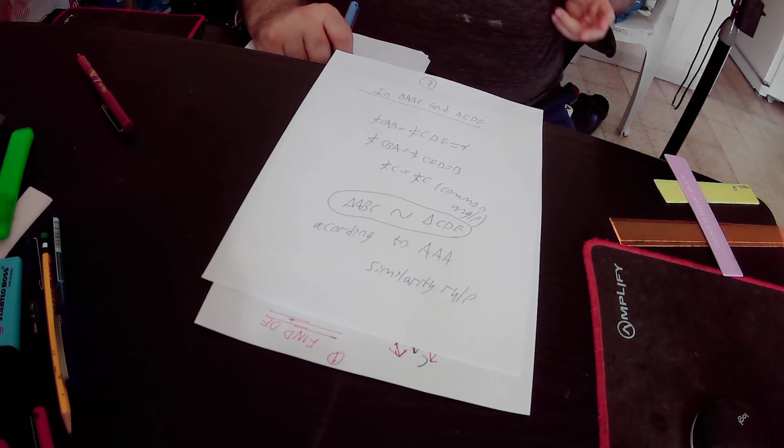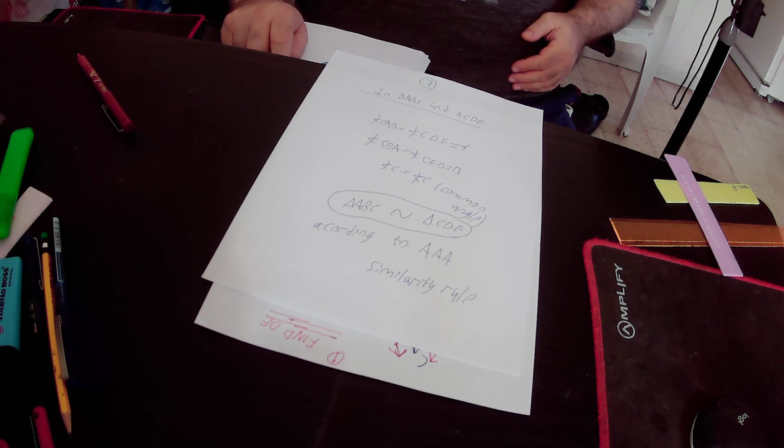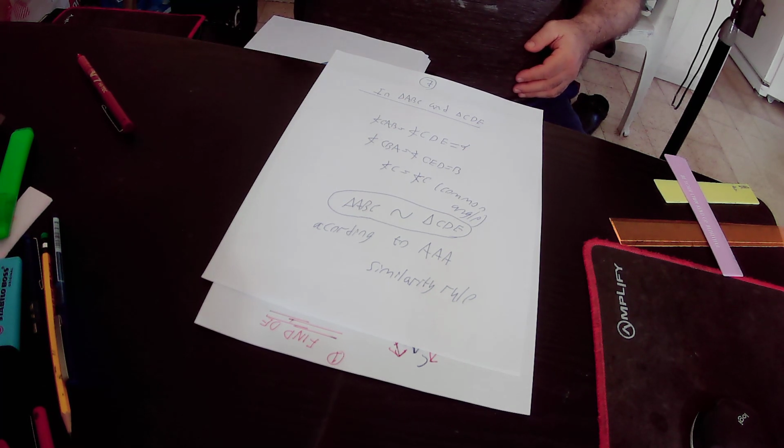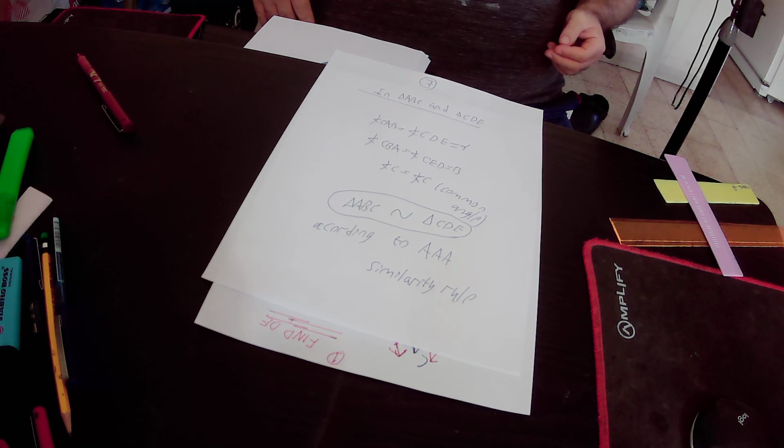So what is angle similarity rule? If you prove that all the angles of one triangle are equal to all the angles of the other triangle, then you actually prove that the two triangles are similar to each other according to angle similarity rule.